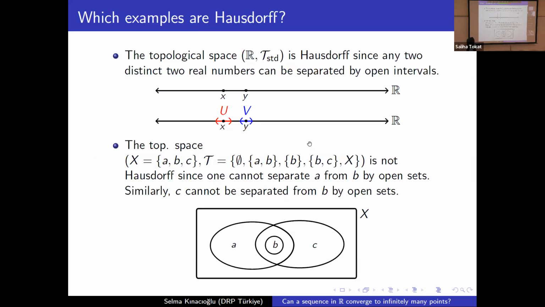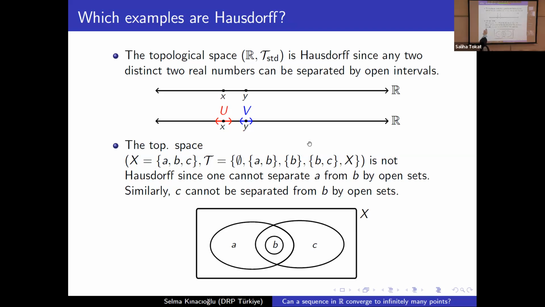So here, let us consider the standard topology. As I said before, if we consider any two real numbers, we can separate the neighborhoods of the two real numbers easily, because I can choose very small neighborhoods for them, because there is no condition. And here, this is a very simple example about Hausdorff topology.